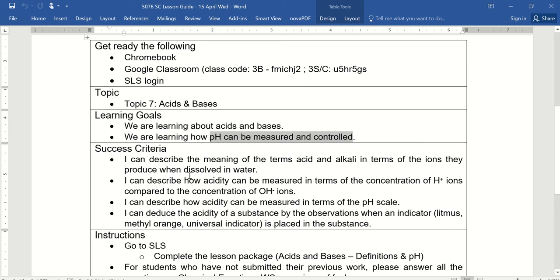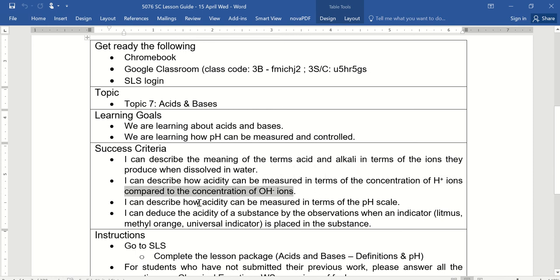In terms of success criteria, you need to be able to describe the definitions of acids and alkalis in terms of the ions that they produce when dissolved in water. The fact that it's dissolved in water is very important. I'll stress on it in a while. You will need to be able to describe how acidity can be measured in terms of the concentration of hydrogen ions and how this is compared to hydroxide ions.